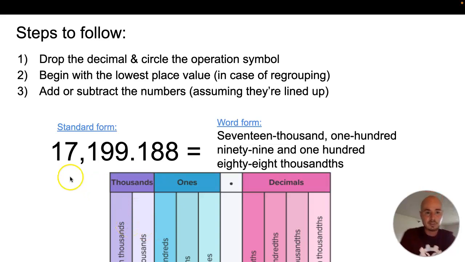So if we look at this number over here that's written in standard form, you'll see that it's written as, in word form, 17,199 and 188 thousandths. Notice there's 1, 2, 3 places to the right of the decimal. 1, 2, 3 places to the right is in the thousandths place. So that's how you read that.